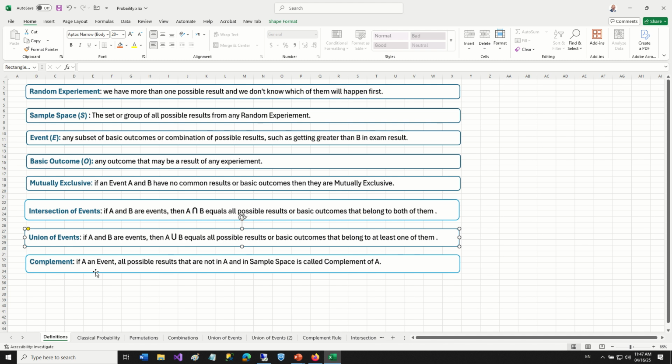The complement of event: if A is an event, then A complement is all possible results that are not in A and are in the sample space. For example, if the event is passing an exam, then the A event complement is not passing this exam.